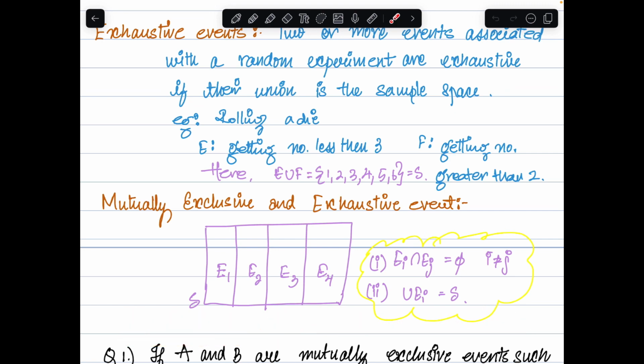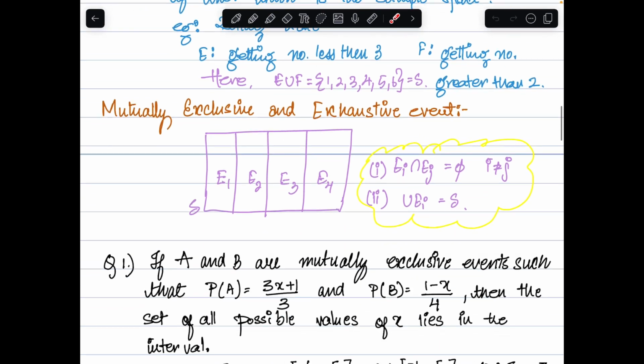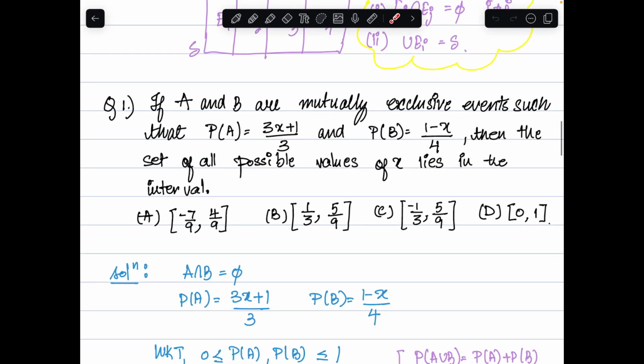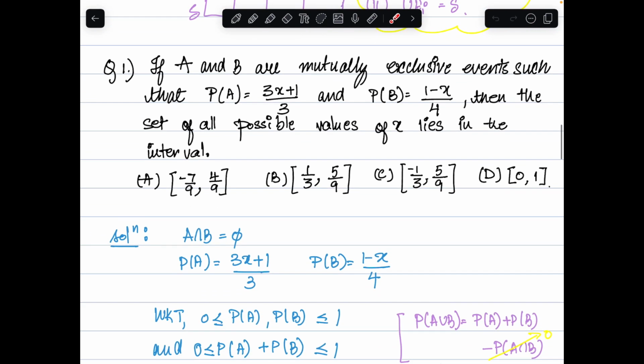So it's very important to know the terminologies, because in the question they will be using these terminologies, but if you don't know them, you cannot get the answer. Now let's see this problem. If A and B are mutually exclusive events such that the probability of A is given as this, and B as this, then the set of all possible values of x lies in the interval. This is a multiple choice question.